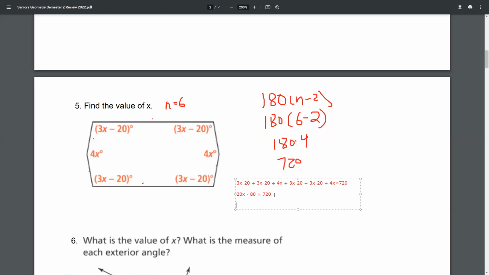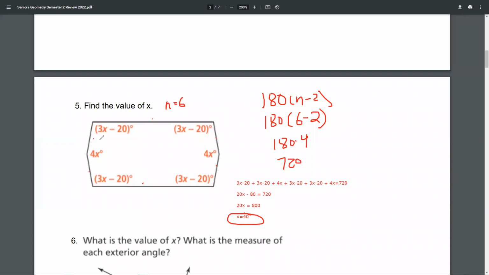All right, add 80 to both sides and you end up with 20x equals 800. We added that 80 to both sides and then you divide by 20 and then x should be equal to 40. Right. So x should be equal to 40.